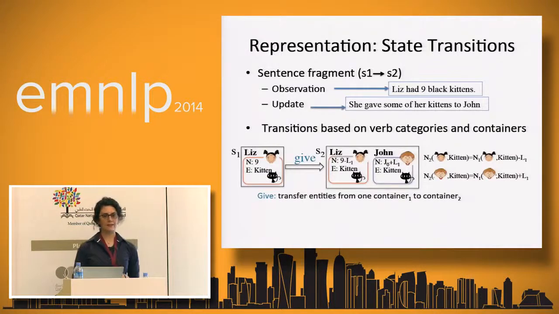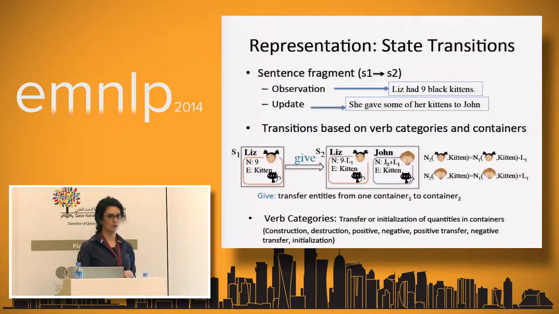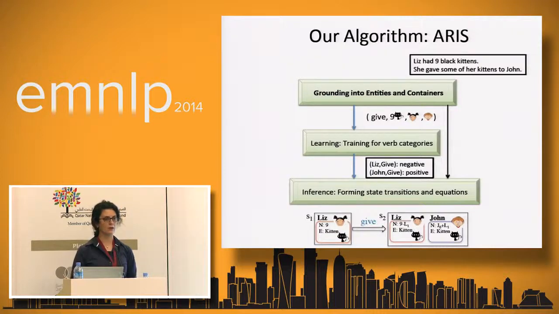We model these transitions based on verb categories. For example, the verb give is a negative transfer verb, showing the transfer of quantities from Liz to John. And then we update the quantities of kitten for Liz, we decrease them, and we increase the quantities of kitten for John after this action. Verb categories are actually defined based on how the quantities are changing in the containers of the sentences, and we have different verb categories, including positive and negative transfers, or construction or destruction, and also initializations.